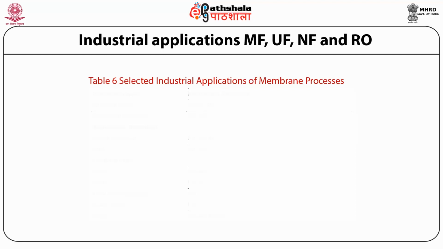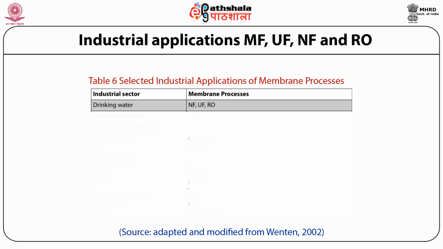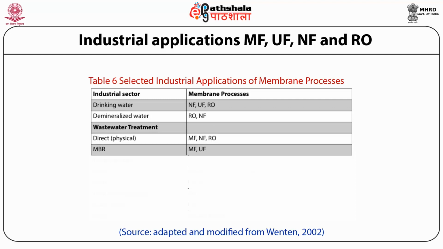If we take the industrial sector, which are the different membrane processes which are used? So drinking water, we have already seen that the drinking water sector, or the water industry overall, has the highest utilization of membranes. So for drinking water, NF, UF and RO are used. For demineralized water, RO and NF are used. Wastewater treatment, direct physical, mainly this MF, NF and RO; for MBR, MF and UF are used.